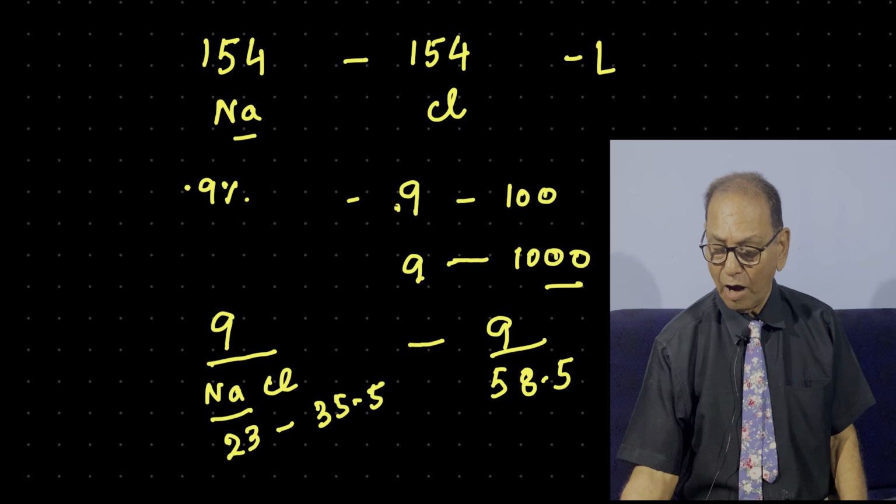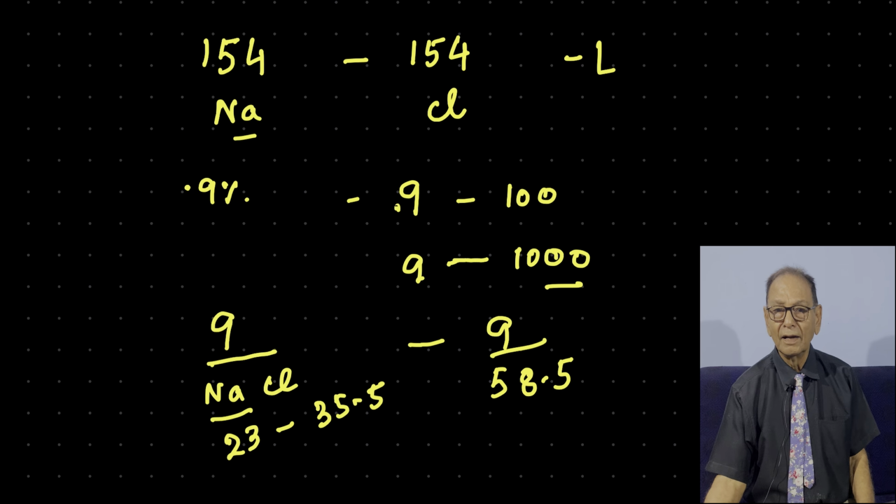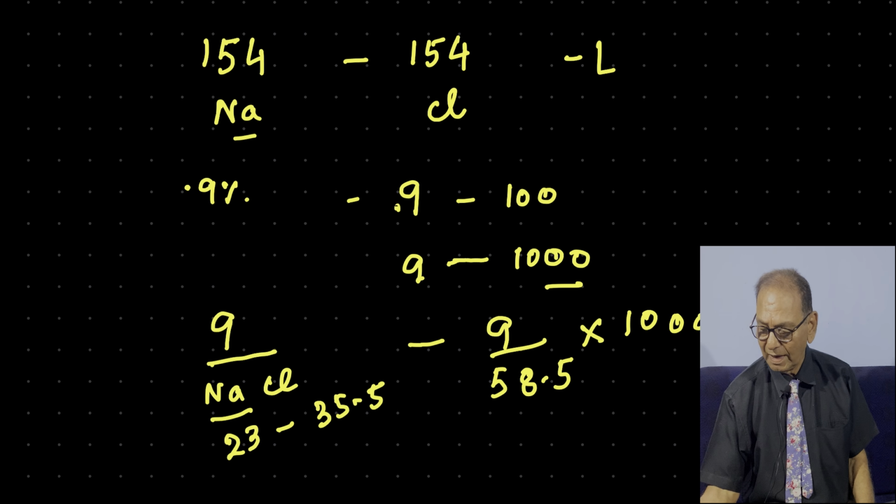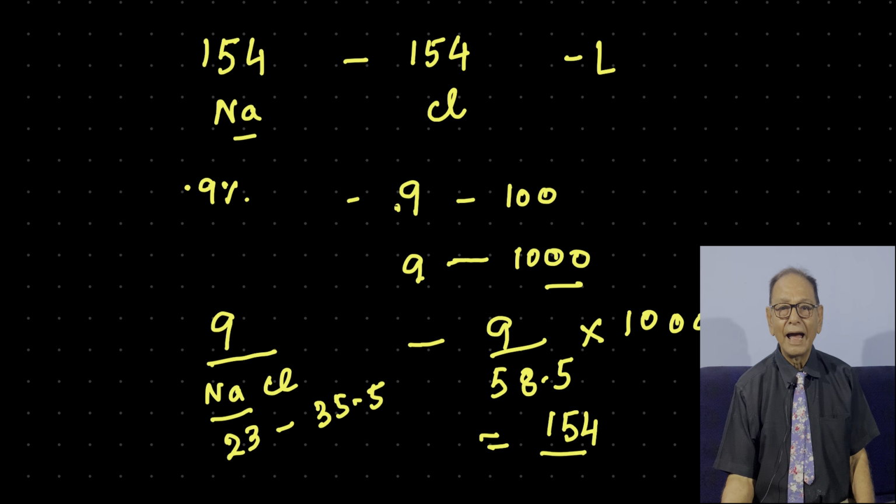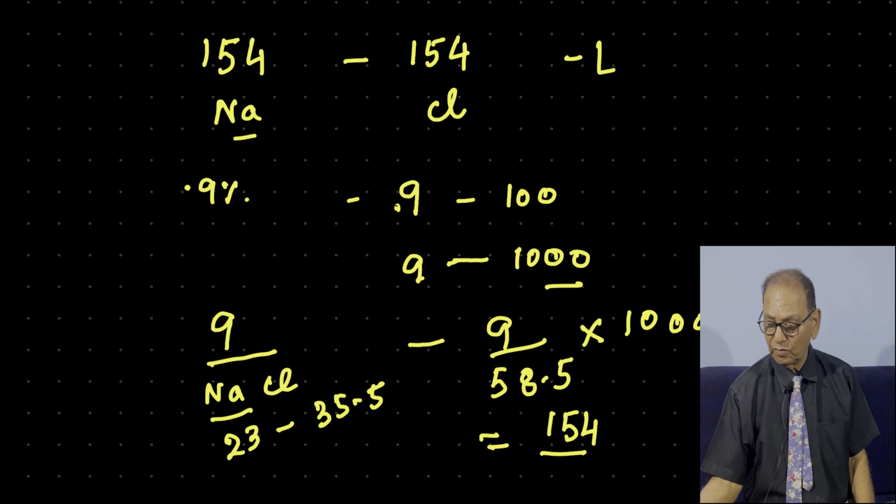58.5. Now, because this is the molar, if we say milliequivalents, we have to multiply it by 1000. Now, if you calculate it, use your calculator and you will get 154. So we have arrived at the calculation that 0.9% sodium chloride solution will have 154 milliequivalents of sodium and 154 milliequivalents of chloride.